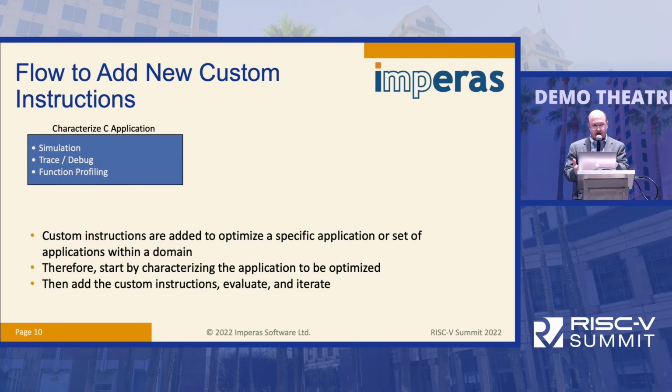Custom instructions are an interesting thing in the RISC-V space. Usually when people are adding custom instructions, they're doing it to optimize a specific application or a domain. So the first thing to do when adding custom instructions is to characterize your base application without those custom instructions. We have a methodology for doing that, and then you want to add the custom instructions and iterate.